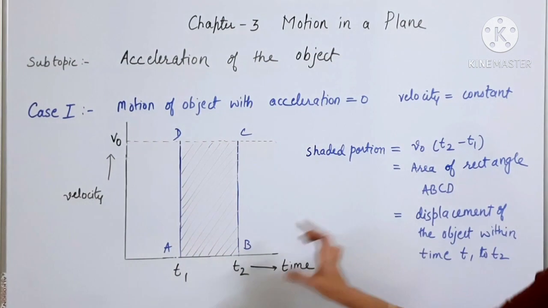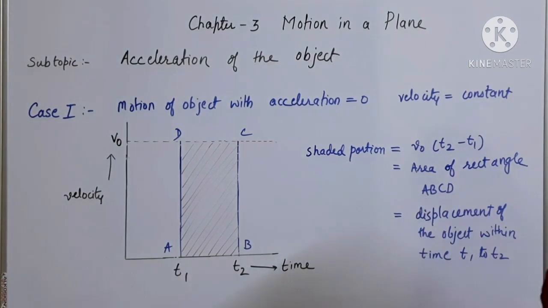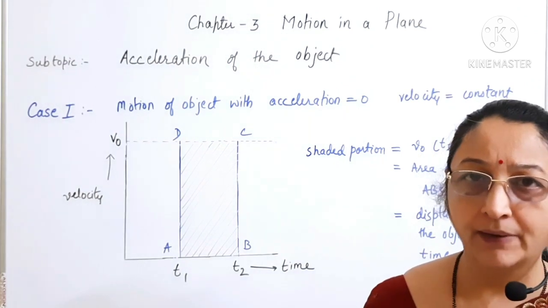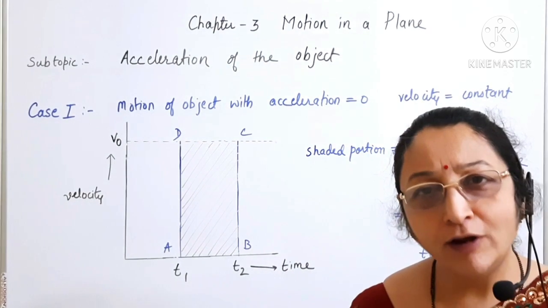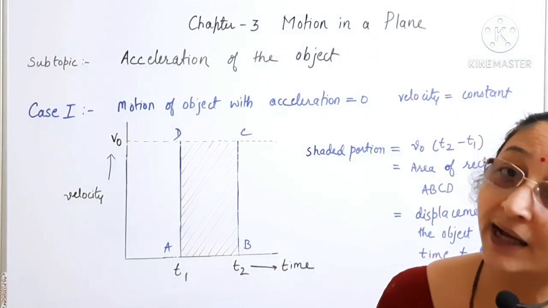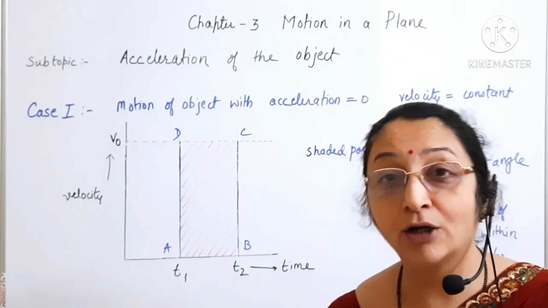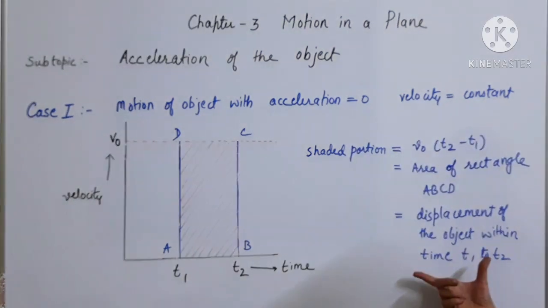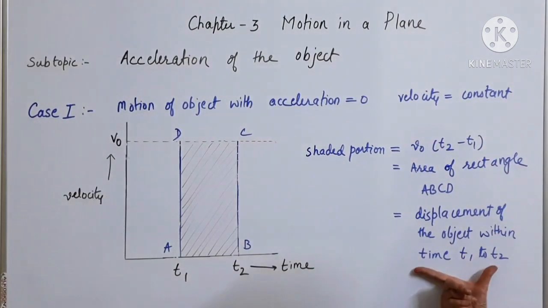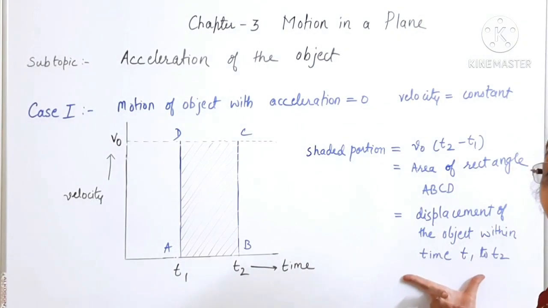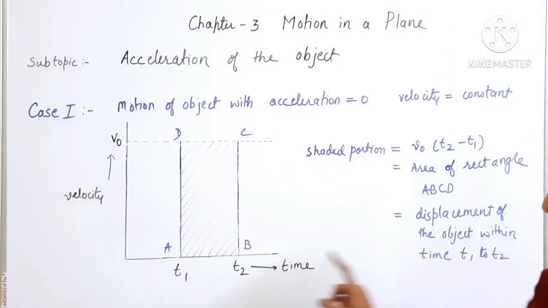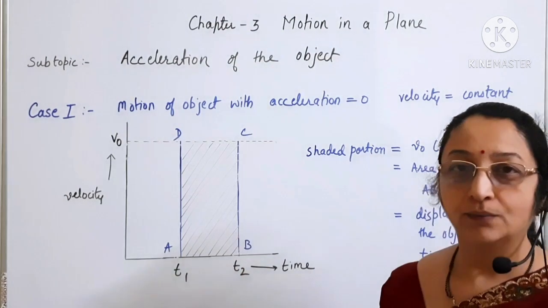the rectangle ABCD. Now we know that velocity is equal to displacement upon time, or the displacement is equal to velocity into time. मग आता इथे आपण velocity आणि time यांचा गुणाकार करतोय, म्हणजे आपल्याला काय मिळणार आहे, तर आपल्याला मिळणार आहे the displacement of the object. So हा जो एरिया ऑफ द रेक्टँगल आहे, हा जो शेडेड पोर्शन आहे, तो आपल्याला काय दाखवतोय, तर दॅट इज द डिस्प्लेसमेंट ऑफ द ऑब्जेक्ट विदिन टाइम फ्रॉम टाइम t1 to t2.